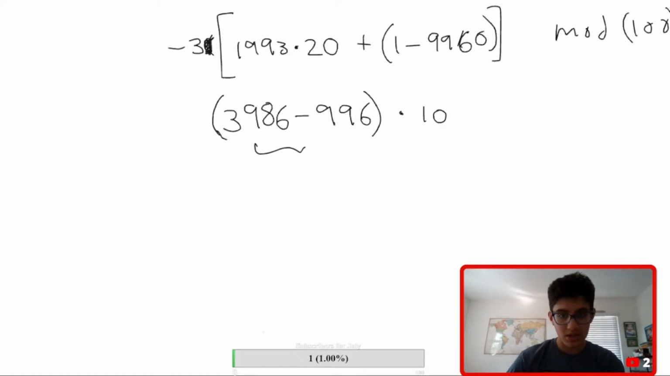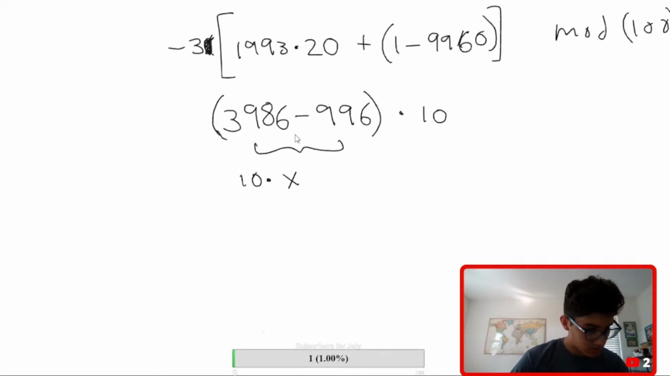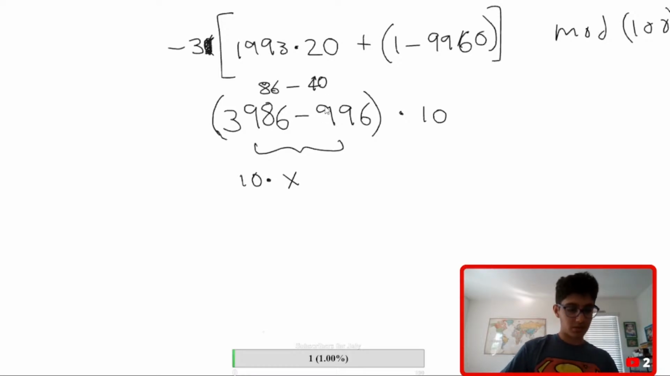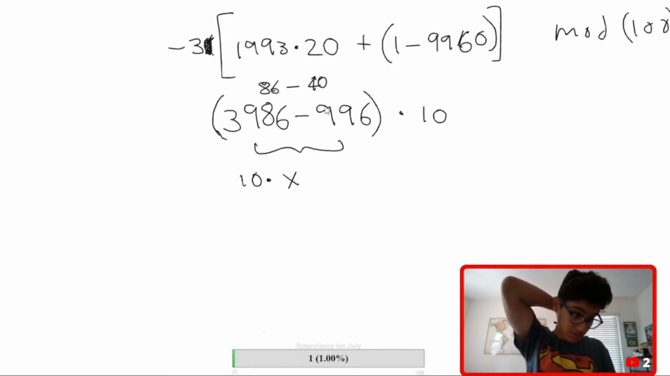Basically, this will end in a zero. So this is like 10 times something, and you're multiplying it by 10. So this entire thing cancels out. 93 and 40. I can. So then this will become 93 minus 1486. So this becomes 86 minus 40. Wait, actually, what am I doing?